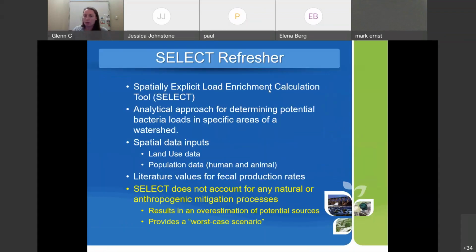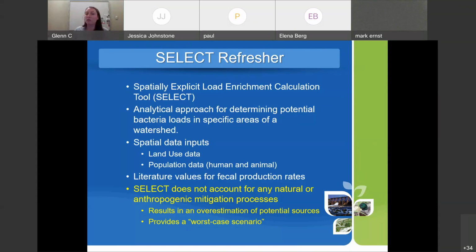Okay, so quick refresher. What is SELECT? This is our spatially explicit load enrichment calculation tool. It's not a model, it's simply based on the GIS and correlated to land use and population data. Essentially, how many cattle, deer, cats, humans would be on these specific land uses above each of these monitoring stations.